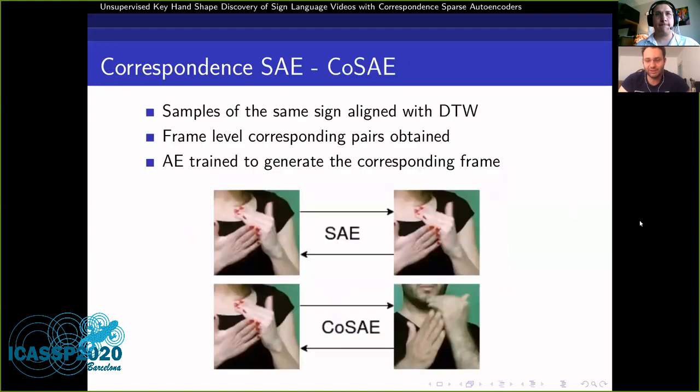The correspondence in the title of our study comes from the fact that we also decode frames that are assumed to correspond to the same key handshape. This is obtained by aligning videos of the same sign using dynamic time warping. Therefore, in SAE, meaning autoencoder training, the input and the output are the same frames, while in co-SAE, meaning corresponding sparse autoencoders, the input tries to produce a corresponding frame.